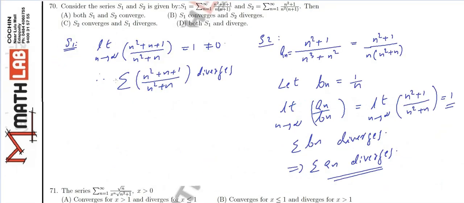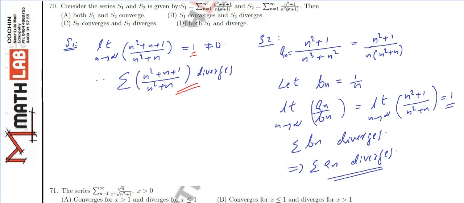Okay, in question number 72, series are given. I'm not going to explain this in detail, but just give you an idea. For the first one, just take the limit, and you will get the limit as 1, not equal to 0. So the first series diverges.